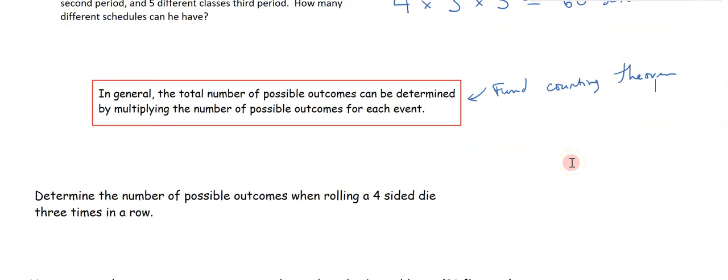So let's try this one. Determine the number of possible outcomes when rolling a 4-sided die 3 times in a row. Well, the number of outcomes, 1, 2, 3, or 4, multiplied by the number of outcomes, 1, 2, 3, or 4, multiplied, hey, it's just 4 times 4 times 4, which, in other words, I could always write as 4 to the power of 3, and 4 to the power of 3 is 64. There are 64 different possibilities.